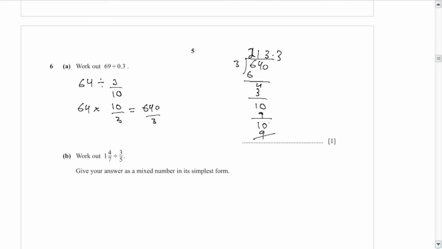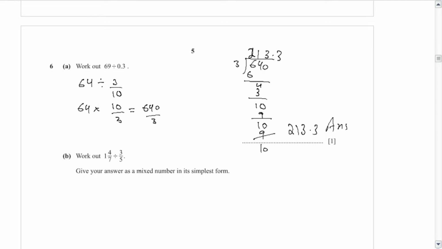And this will never end, okay? Again, you will get 10 and 3 3 is a 9, and again 10 and 3 3 is a 9. So, the answer will be 213.33333. So, the answer is 213.3. This is the answer of this question, okay?